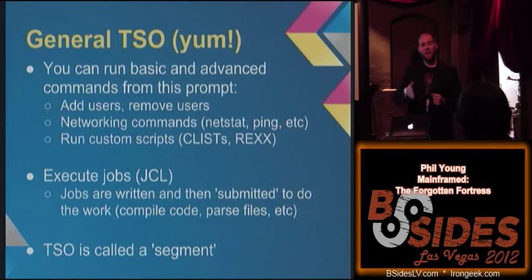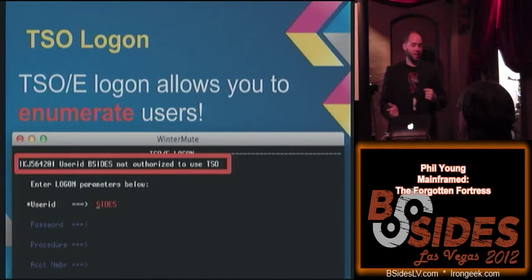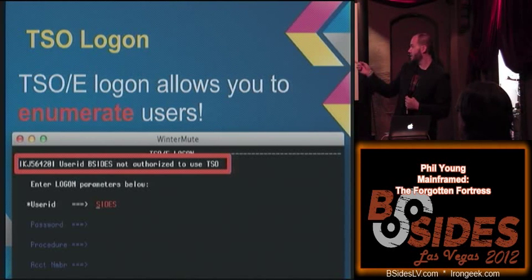TSO is called a segment, and later when I talk about UNIX, it's also a segment. The worst part, TSO logins have a max character length of 7 characters. You can't go larger than that. It's a limit within TSO. But even worse is that on the TSO login panel, you can enumerate users. It tells you at the top there, I don't know if you guys can see, it says user ID Bsides not authorized to TSO.